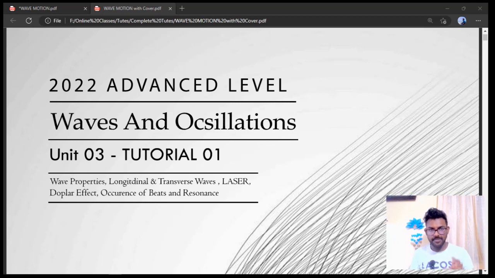If you consider the waves, we're going to go through the wave properties and the types of waves. That means whether they are longitudinal or transverse waves, we can categorize them. We can learn about lasers, the Doppler effect, the occurrence of beats, and finally resonance. So these are the parts we are focusing on in this wave part. Okay, it's going to be an interesting one.